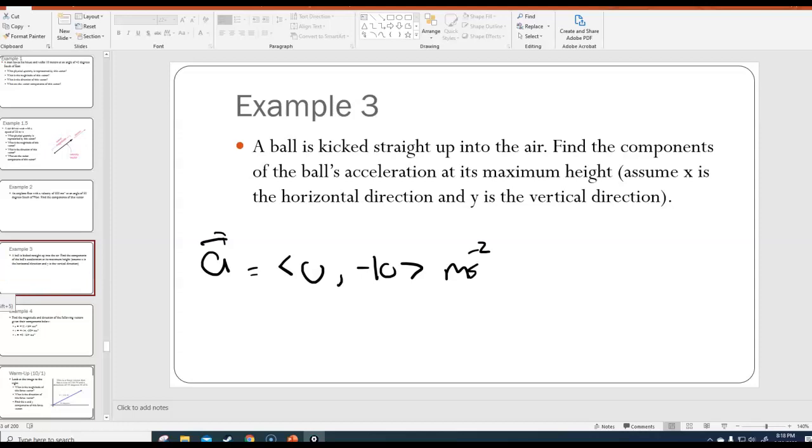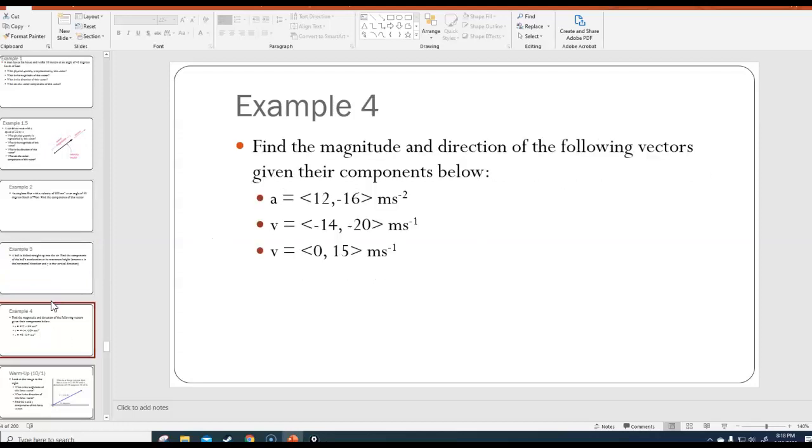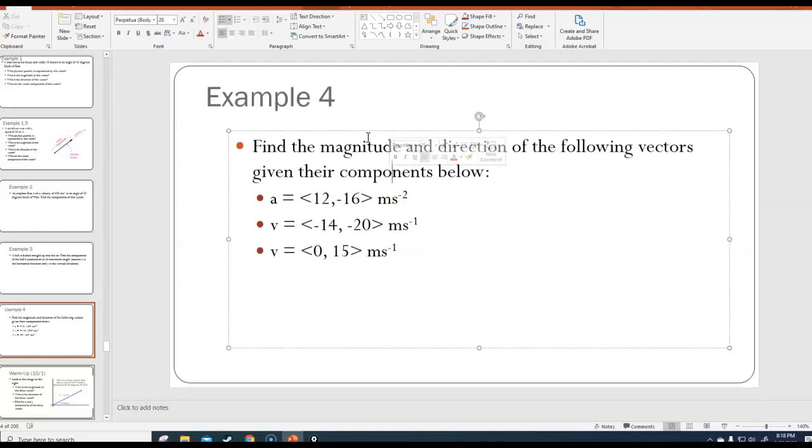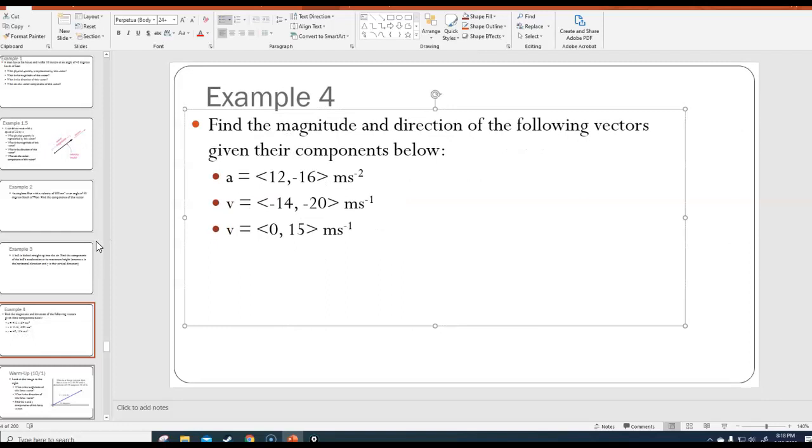All right, and then I just want to show you one more quick thing. Most of the problems we've done so far involve taking a vector that has magnitude and direction and breaking it up into components. But you can also go backwards. Given the components of a vector, you can also find the magnitude and direction. I'll do all of these really quickly.